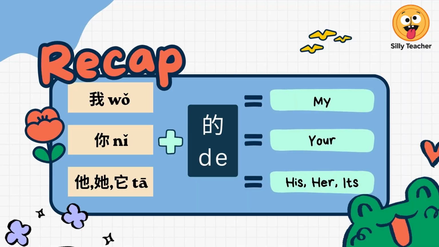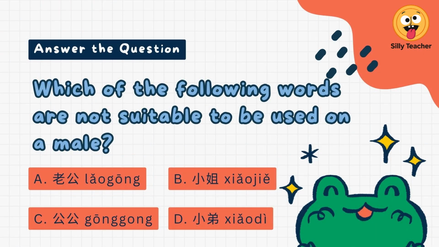Today, you have learned how to say I, you, he, she, and it in Mandarin. We have also learned how to use the word 的 to talk about possession, such as my, your, his, her, and its. Now, before you go, try making your own sentences using the words that we have learned from lesson 1 to lesson 4. Feel free to leave a comment if you have any questions or if there is a particular topic you would like to learn in future lessons.